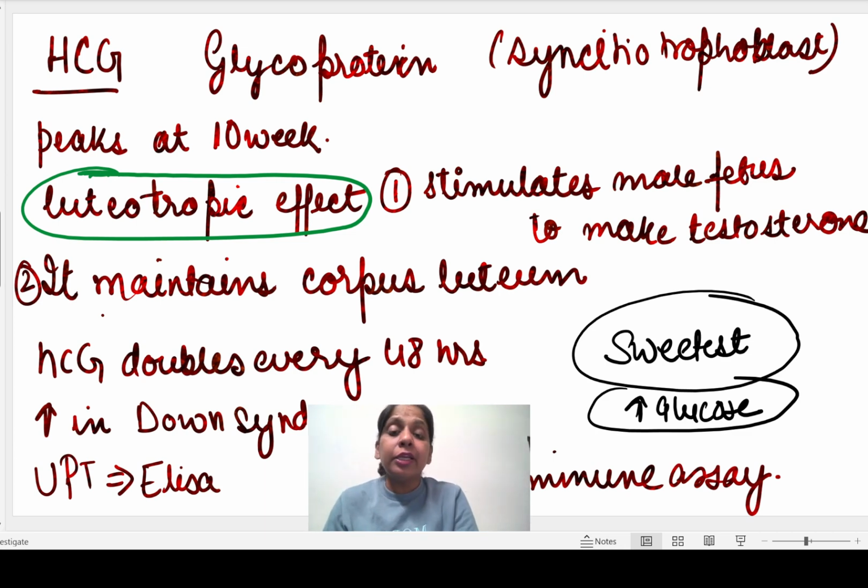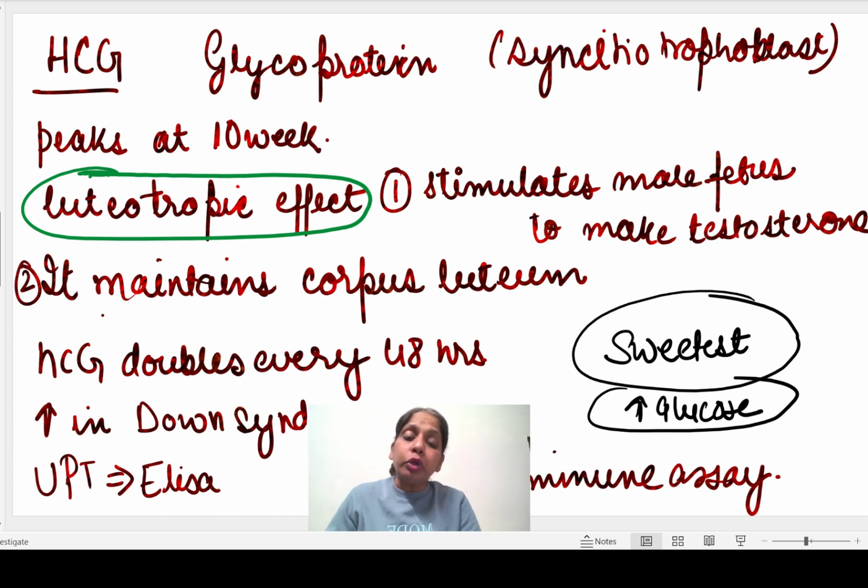Let us study in short about HCG. It's very important. Many times, I think 5-6 times, they have asked the question on its composition, glycoprotein. This time also in INI-CET they have asked what is its composition. It is glycoprotein. They will keep asking till you remember. Okay, so always remember HCG is a glycoprotein. It peaks at 8-10 weeks. HCG is secreted by syncytiotrophoblast.